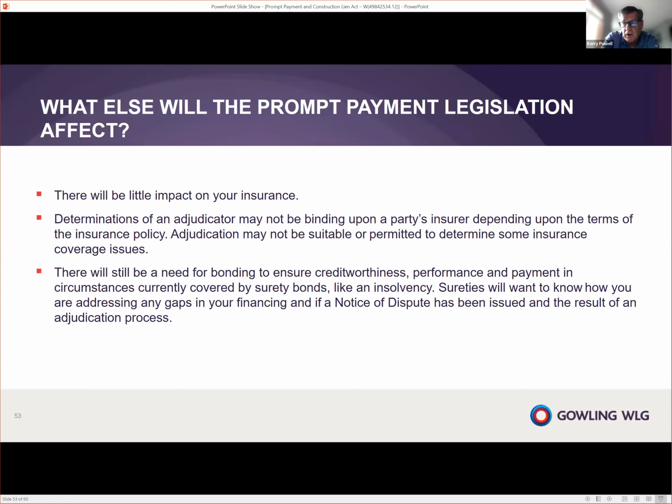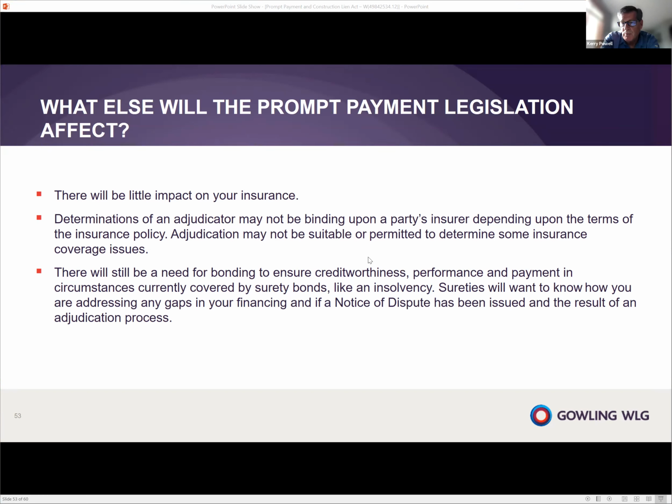We think there'll be very little impact on the insurance requirements on projects. We do think that bonding is still a good thing to include in your project planning. In Ontario, bonding is required under the Act for public projects of a certain value. There is no mention of bonding in the Alberta legislation, but again, we think it's a good idea to include it and consider it with respect to the creditworthiness of the parties you're involved in, their performance and payment, and circumstances currently covered by surety bonds, including insolvency.